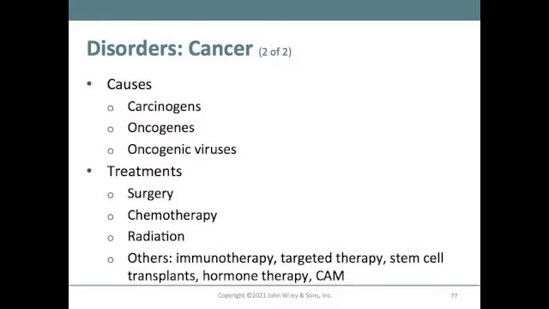Oncogenes are cancer-causing genes. Most oncogenes derive from normal genes called proto-oncogenes that regulate growth and development. The proto-oncogene undergoes some change that causes it, one, to be expressed inappropriately, two, to make its products in excessive amounts, or three, to make its products at the wrong time.